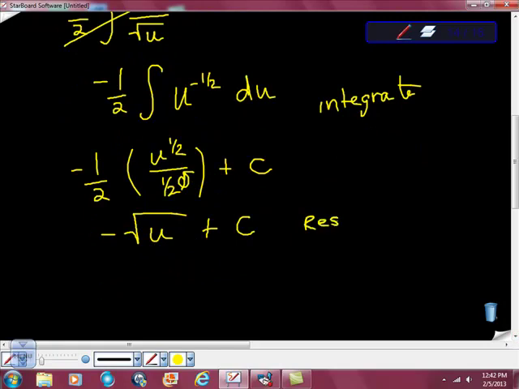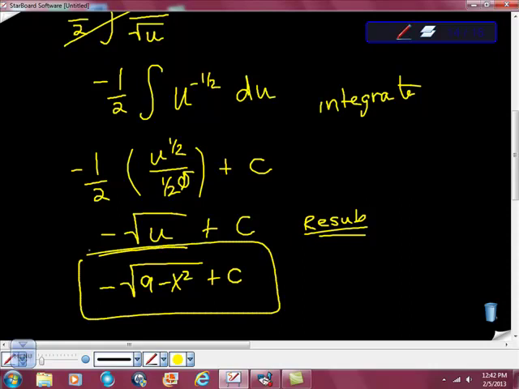Yeah, good job. Resubstitute. So resub. And we had that u was equal to 9 minus x squared. Is that right? So we have the opposite of the square root of 9 minus x squared plus c as our answer. Is that okay? Not bad, right?